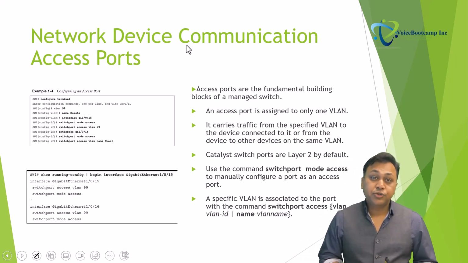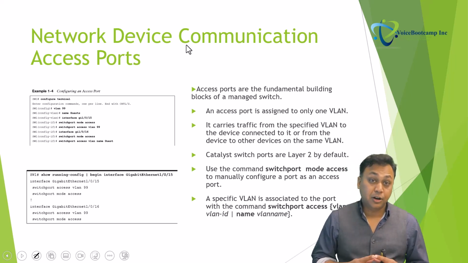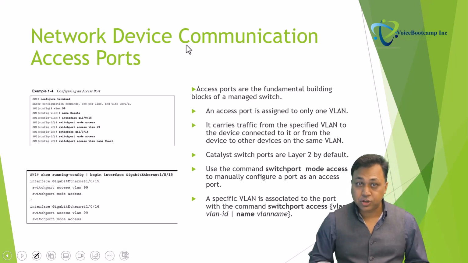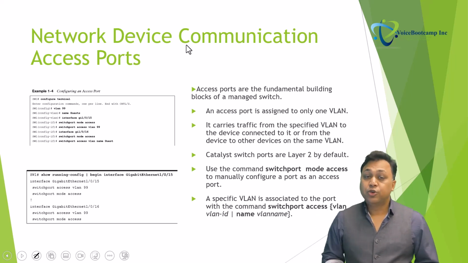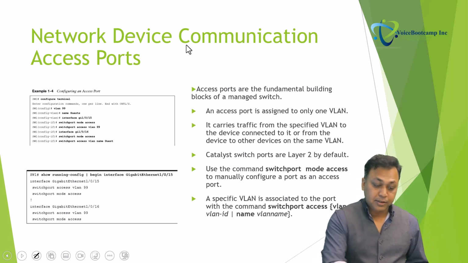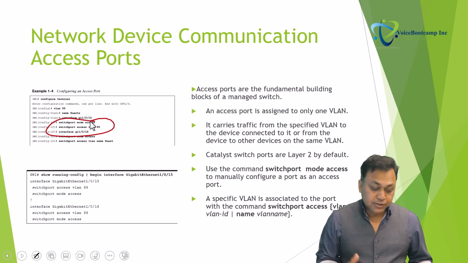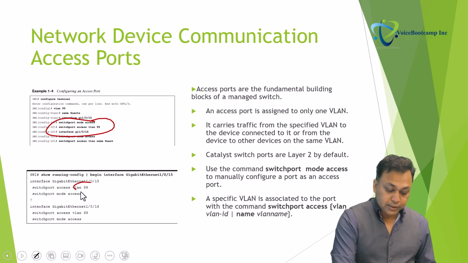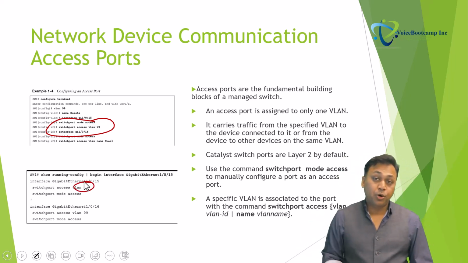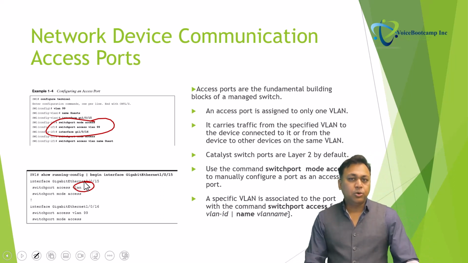A Catalyst switch places the switch port as a layer 2 access port on VLAN 1 by default, as I mentioned. A VLAN is associated to a port with the switchport access vlan command, like the way I have shown you in the configurations. So in this case, this particular port belongs to VLAN number 99, and the port is considered to be access by default. But sometimes you don't want to take that chance.